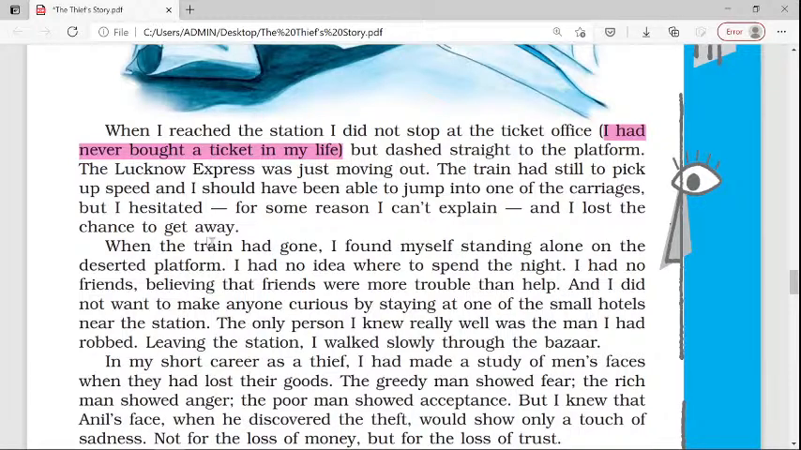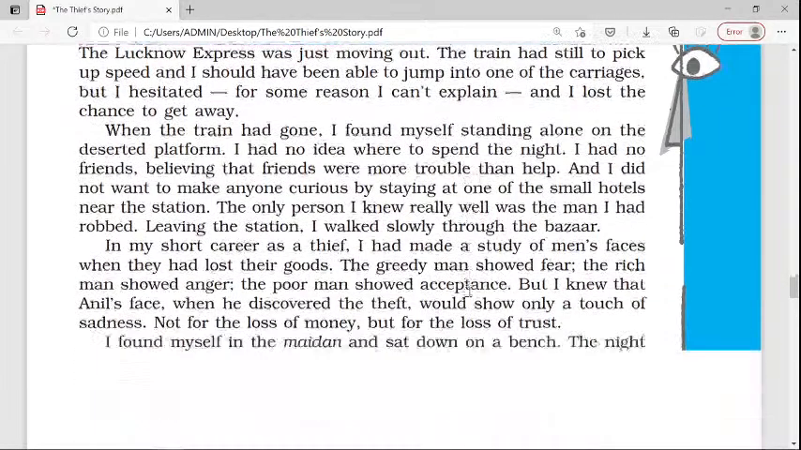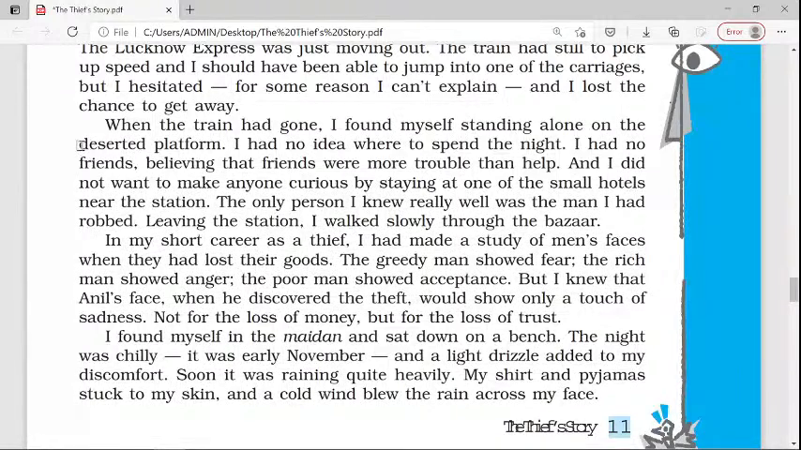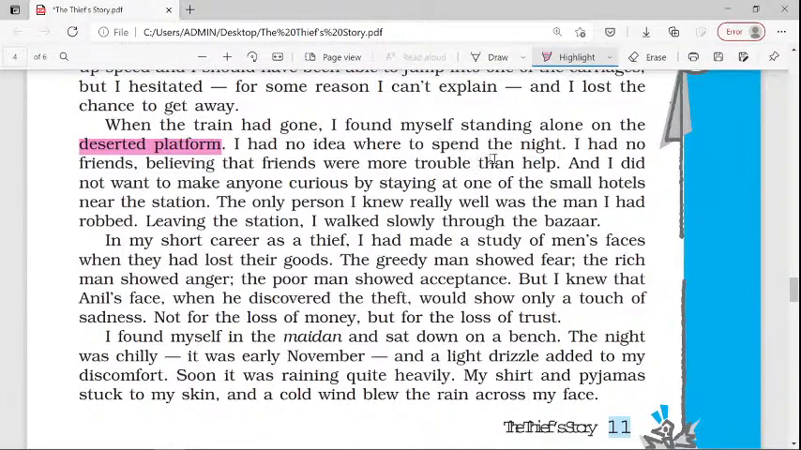It was going very slow, but in spite of that, he could not get into the train. When the train had gone, I found myself standing alone on the deserted platform. Deserted means empty platform. He was the only one standing on the deserted platform. I had no idea where to spend the night. I had no friends, believing that friends were more trouble than help. He did not have any friend because he thought that friends were more trouble than help.